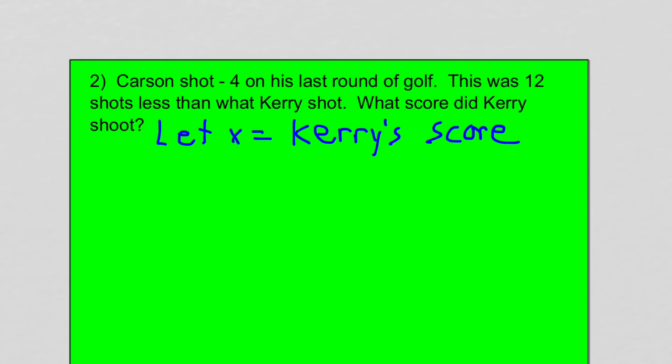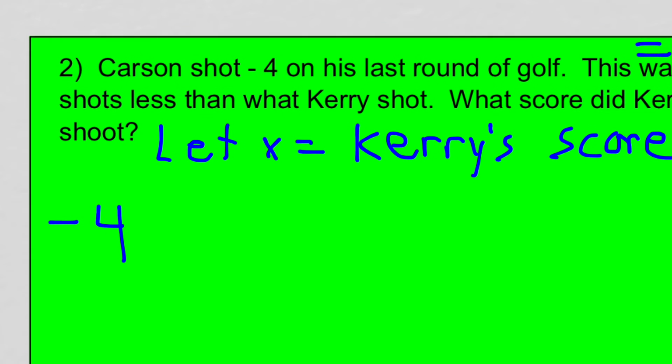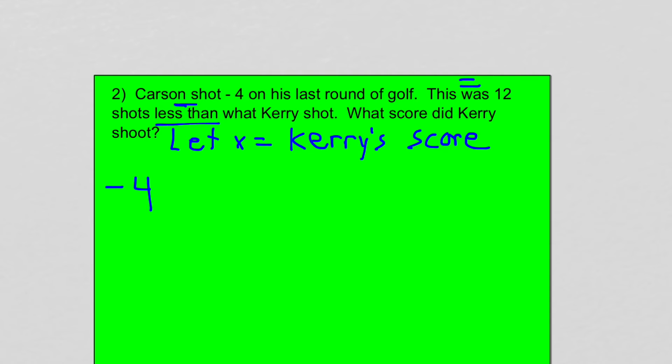Now let's try to create a math equation out of this. We know Carson shot -4. We know his score. This was. Well, was is sort of similar to is. This equals 12 shots less than what Kerry shot. Less than is a phrase that signifies minus. So Carson shot -4. This was 12 shots less than what Kerry shot. So if Kerry shot X, 12 shots less than what Kerry shot would be X minus 12.